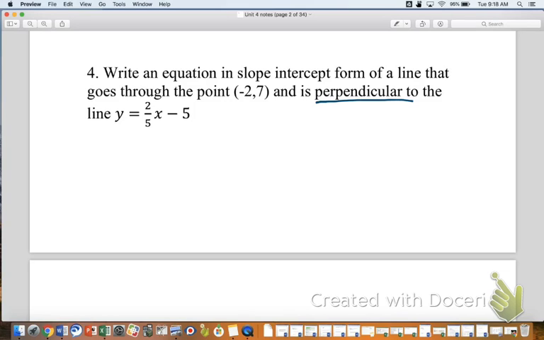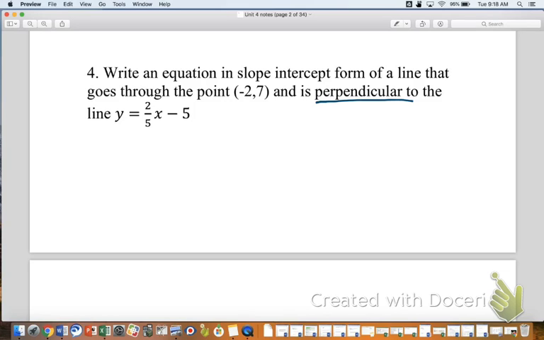Parallel lines, so not this, but parallel lines have what kind of property? Or what could you say about parallel lines? Same slope, different points. That's true. Parallel lines will never intersect each other, right? Perpendicular lines for sure will intersect each other because their slopes are different, and specifically opposite and reciprocal.